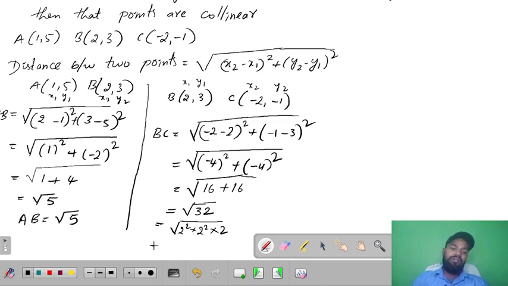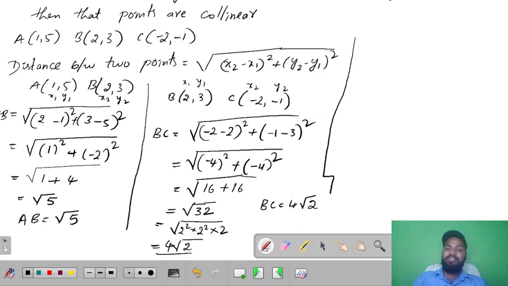Okay, now what we will get here is nothing but 4 coming outside and it becomes 2. So what is the answer for BC? The BC value is 4 root 2. Okay, clear. Now we are moving to the next one.